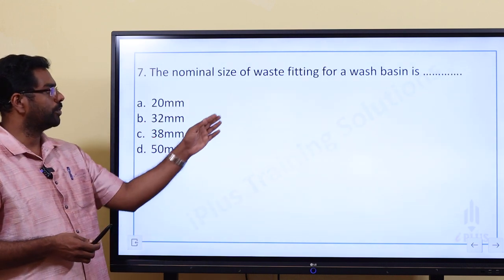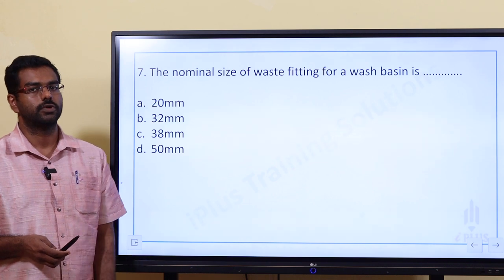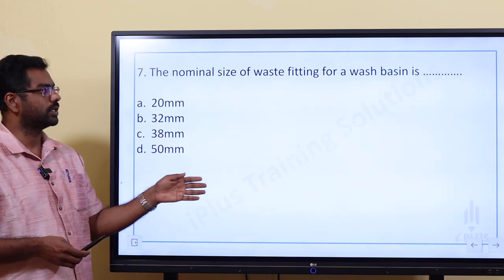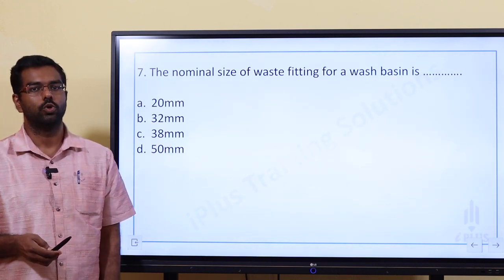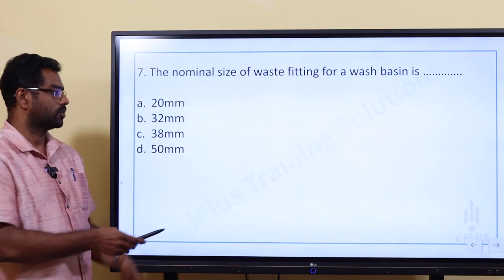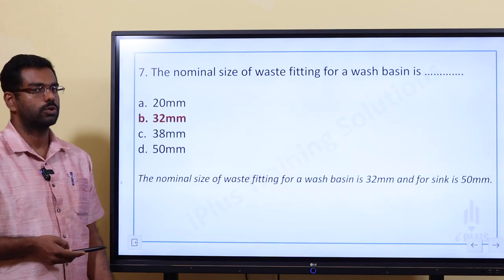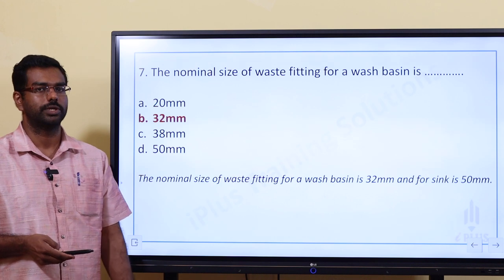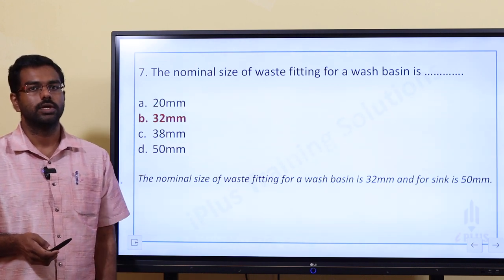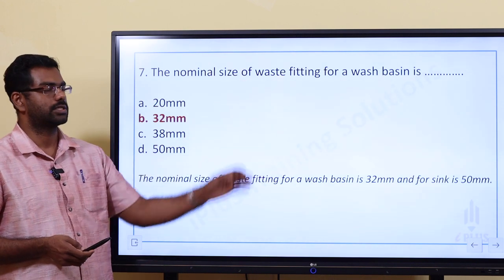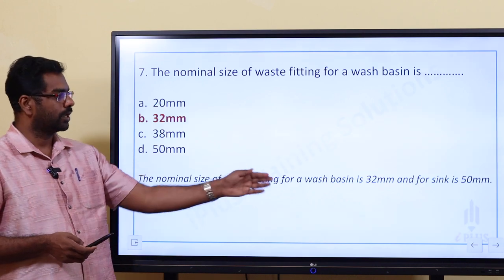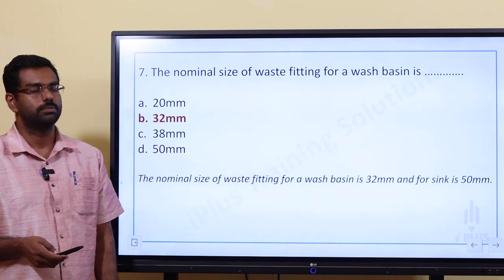Next, the nominal size of a waste fitting for a wash basin. What is the nominal size of the waste fitting of a wash basin? So the nominal size of the waste fitting of a wash basin is 32 mm. The waste fitting of a wash basin is 32 mm nominal size. For a kitchen sink it is 50 mm.